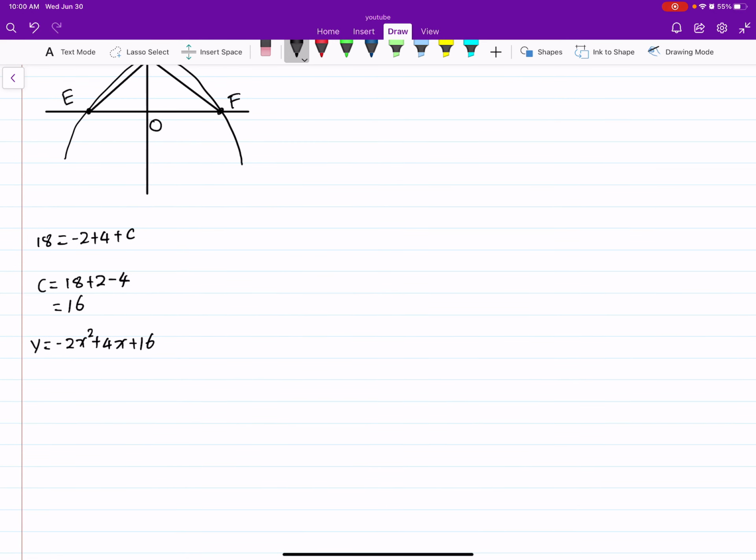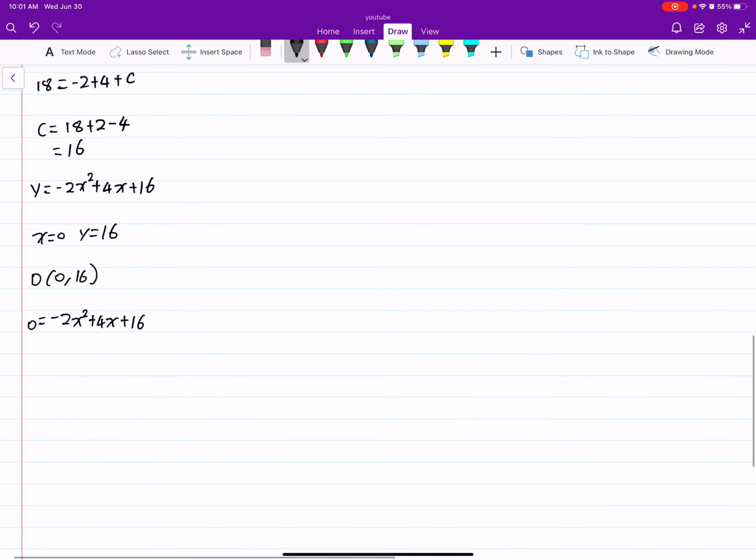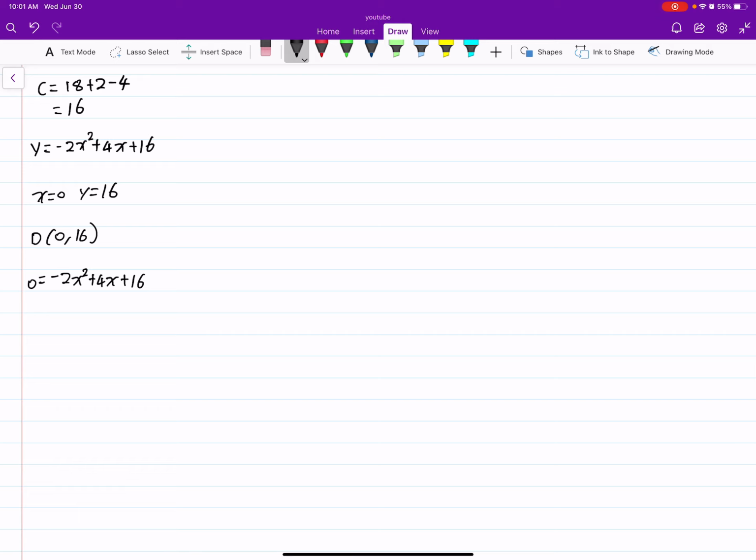D is the y-intercept. This is when x is equal to 0. So x is equal to 0, y is equal to 16. So point D is (0, 16). And E and F are the x-intercepts, and this is when y is equal to 0. So we have 0 is equal to negative 2x squared plus 4x plus 16. So we can factor this. We have 0 is equal to negative 2 (x minus 4)(x plus 2), so x is equal to 4 and negative 2.